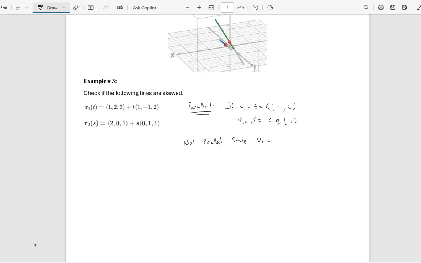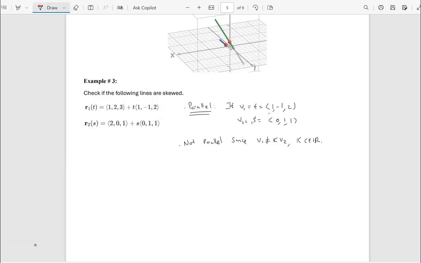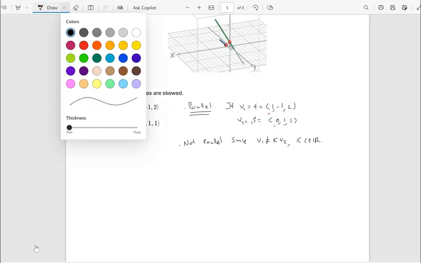since v1 cannot be expressed as k v2, where k is an actual constant. So you have to check at least that they're not parallel. In this case, the constant that makes it easy to identify is, well, your x value, which is your 1 and 0. Now, if that wasn't clear, you needed to evaluate the cross product and verify that they don't have the same vector.